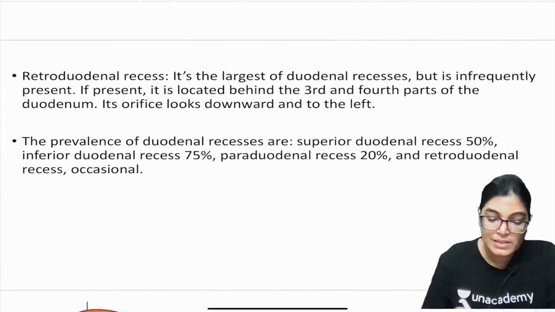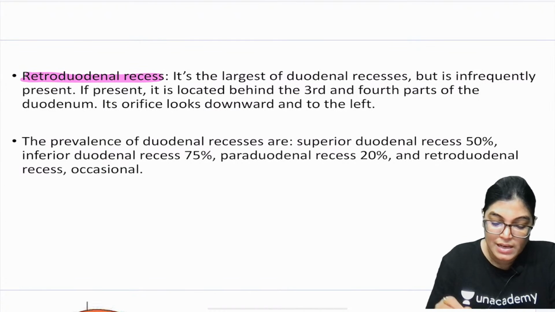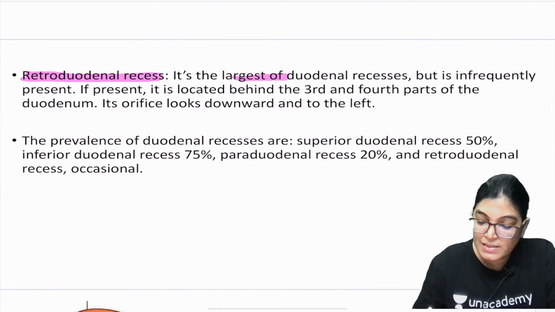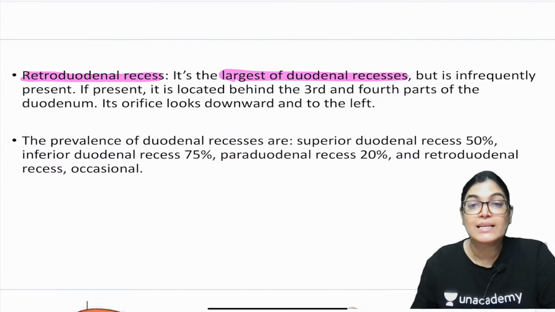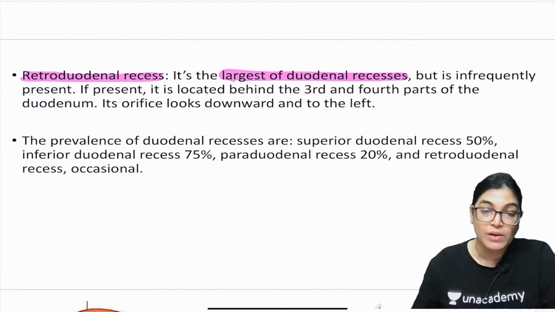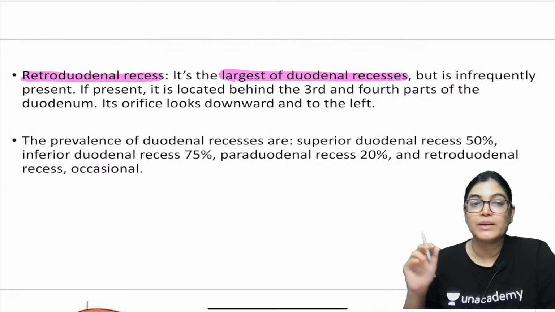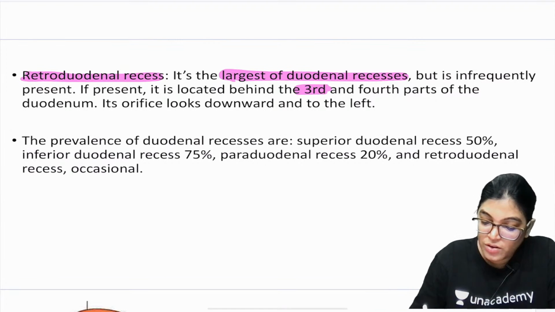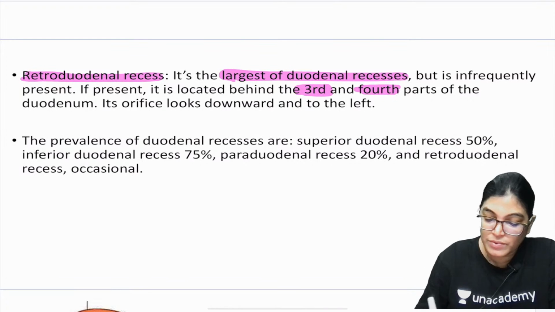The other important recess is the retroduodenal recess. Please note down, it is the largest duodenal recess, but it is infrequently present. But when it is present, it is exactly between the third and the fourth part of the duodenum.